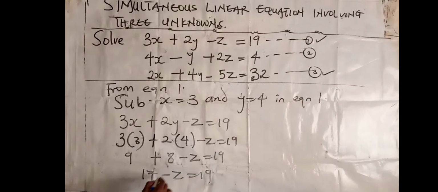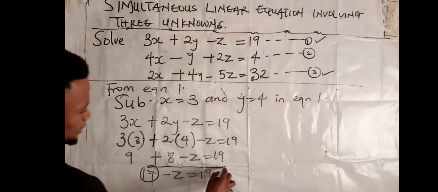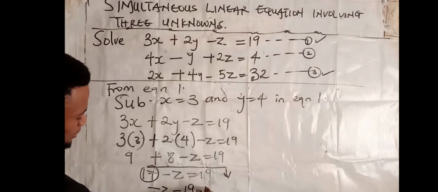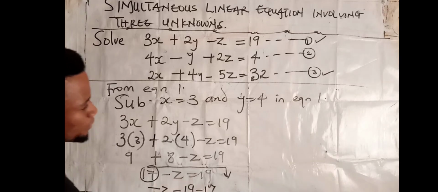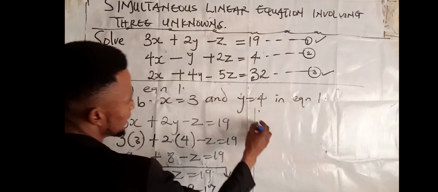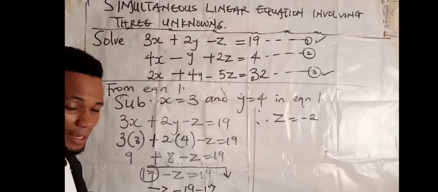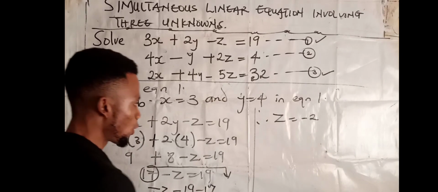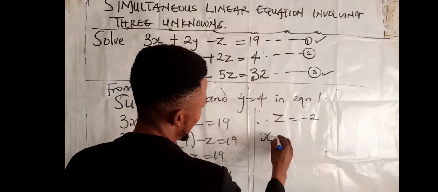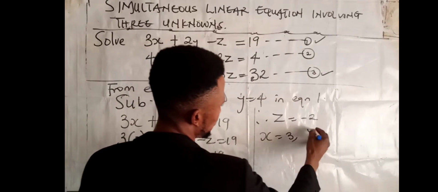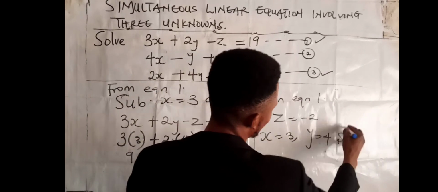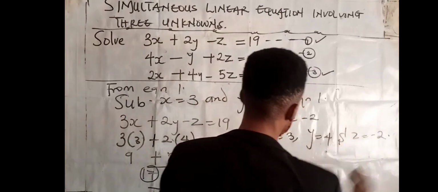If I try to collect like terms here, when this comes here, that gives us minus z is equal to 19 minus 17. Minus z is equal to 2. So finally, therefore, z is equal to minus 2, when I divide both sides by minus 1. So conclusively, my x is equal to 3, y is equal to 4, and z is equal to minus 2.